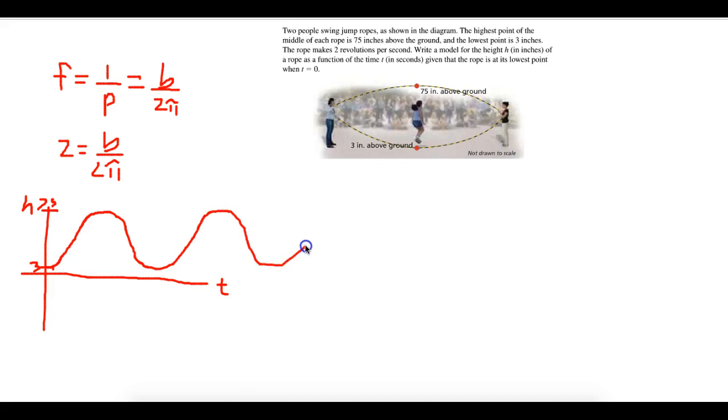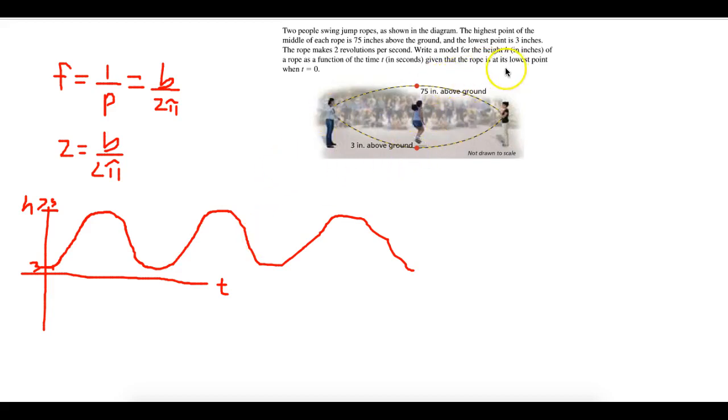As they keep swinging the rope and time goes on, you're going to get a function that's a wave function. Okay, so this isn't the exact graph right here, but you can see how modeling the height over time gives us a wave function, which we're going to use a sine or cosine to measure. Okay, so let's first figure out what we have to do.